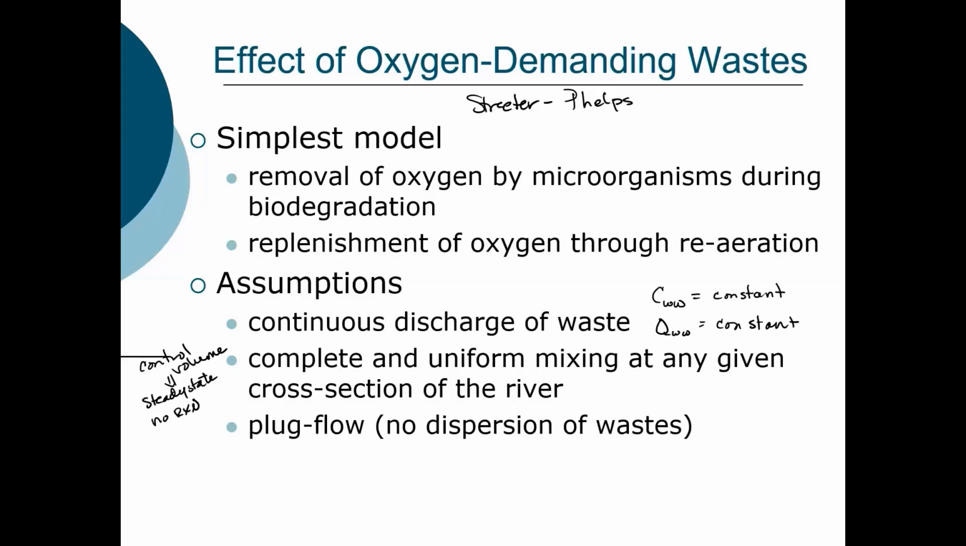We will also assume that, so here's our river. We have this control volume. We will assume that in the control volume, we also have complete mixing. Concentration's constant across the river, and it's just moving down the river. So that parcel is moving down the river. Because we're assuming that, we can assume we have plug flow conditions.